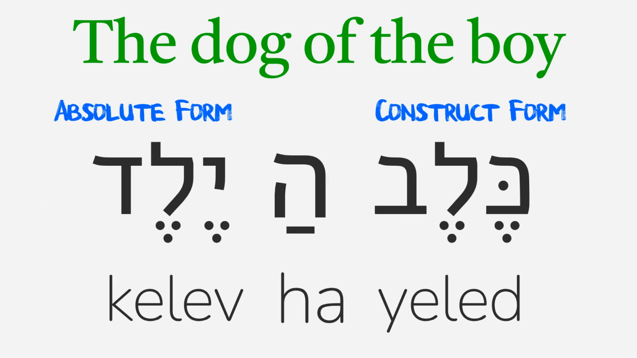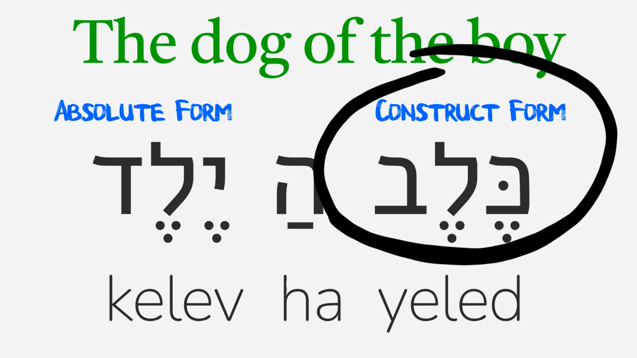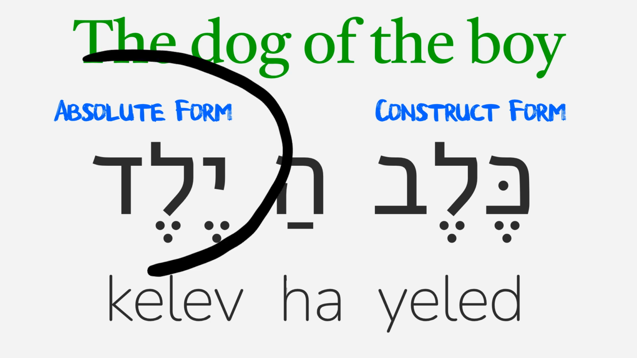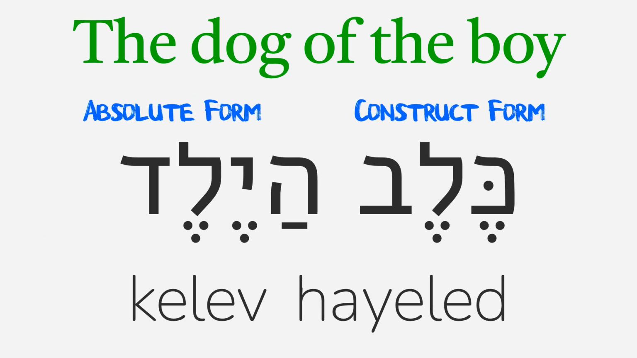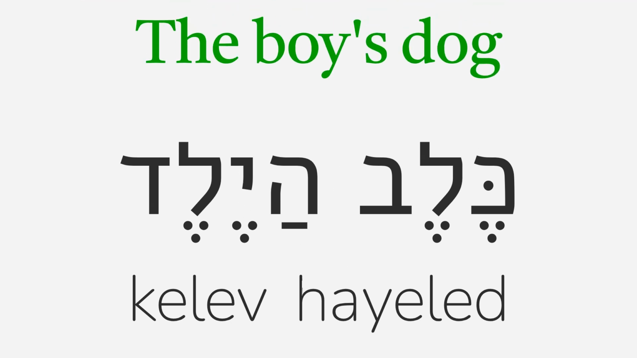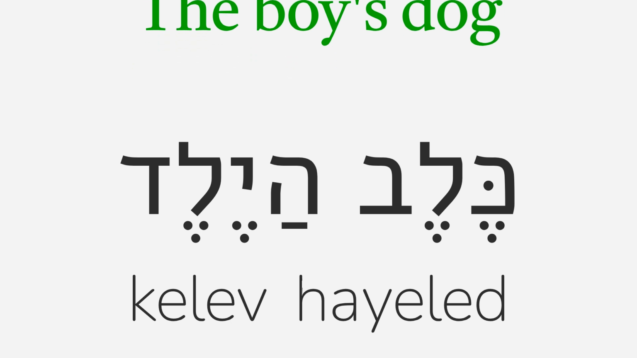So now we have to add a ha, meaning the, to get the dog of the boy. Now, if a noun is in construct form, it will never take a ha, which means the. So we do not and cannot add ha to kelev. Instead, the noun at the end of the construct phrase will take the ha to make every word in the phrase definite. Kelev ha-yeled, the dog of the boy, with only one ha on the last word in Hebrew. This is similar to the English phrasing, the boy's dog, where only the word boy has the with it. Kelev ha-yeled, the dog of the boy.